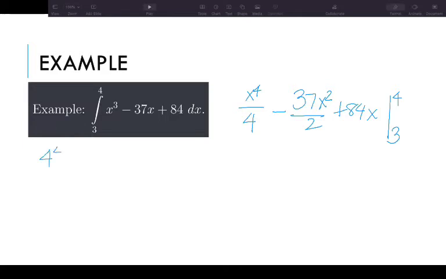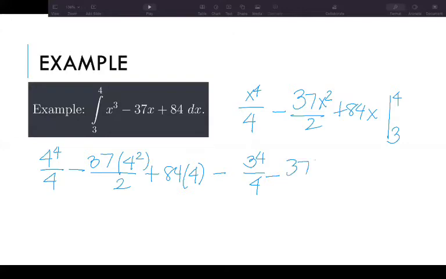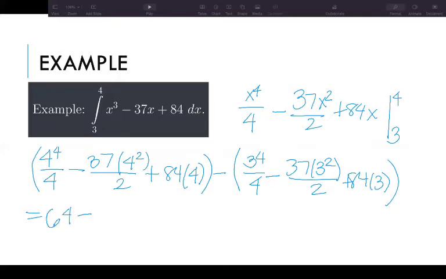So we have 4 to the fourth power over 4 minus 37 multiplied by 4 squared over 2 plus 84 times 4, minus, in parentheses, 3 raised to the fourth power over 4 minus 37 multiplied by 3 squared over 2 plus 84 times 3. 4 to the fourth power over 4 is 64, minus 37 times 4 squared, which is 37 times 16, divided by 2, is 296.